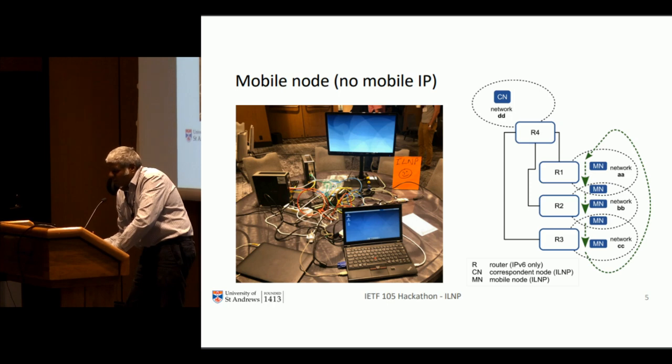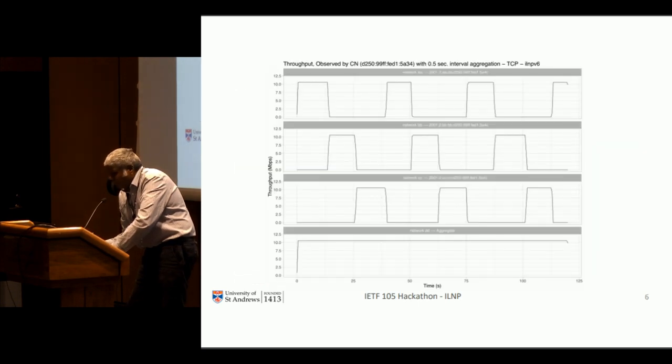And what happened is that as the mobile node moves across, it's running a TCP flow from the blue node, the correspondent node, while it moves. And we just wanted to see, can ILNP do what it's meant to do, which is to change its location seamlessly as it moves across those different networks. And the results we had are shown on this graph, the individual throughput on the network shown on the top three facets of the graph, and on the bottom graph is just the aggregate throughput you see at the correspondent node. So that was pretty good.